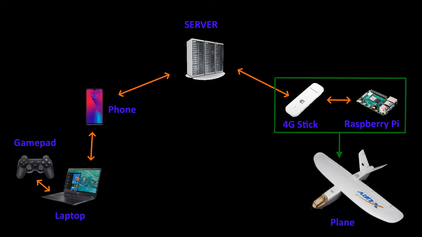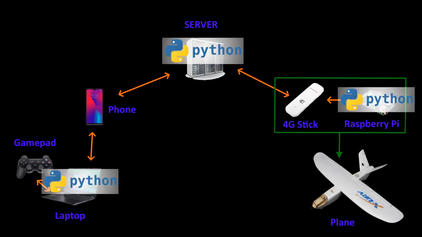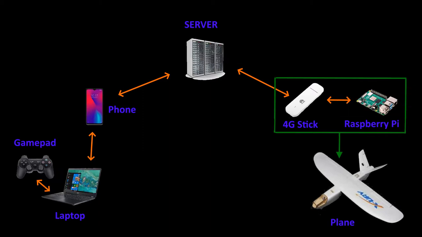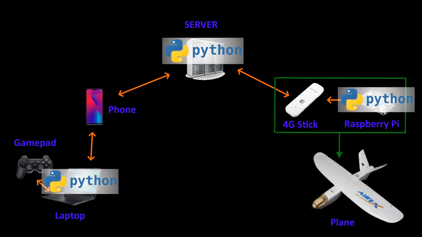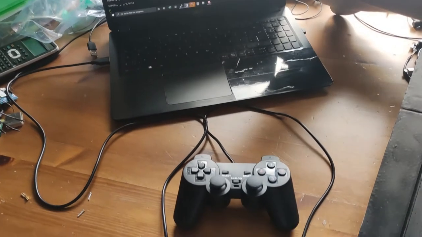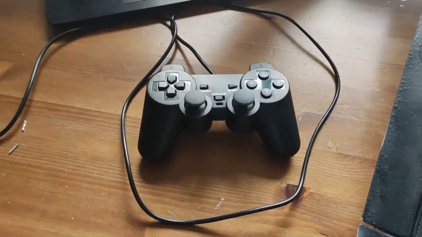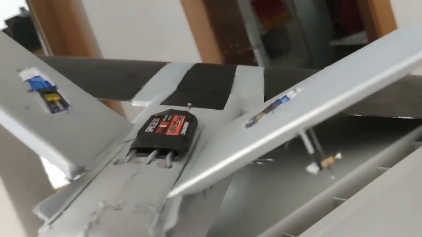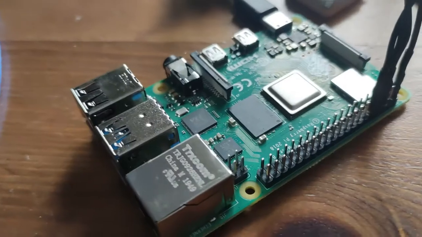On the laptop there is also a Python program, which receives data from the gamepad and sends it out to the internet. It's not possible to directly communicate over cellular network with two mobile devices. You need a server in between. The server runs a Python script. The server simply receives data from the plane and sends it to the laptop, and vice versa.